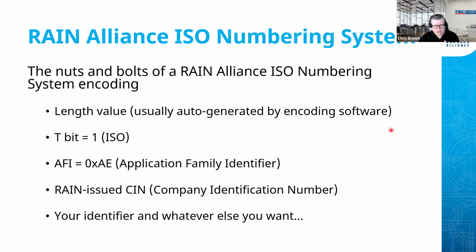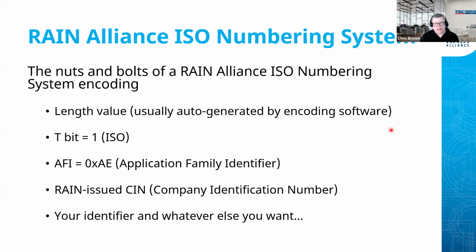The fourth data element, this is where that confusing term RAIN SIN, CIN, comes in. We must encode a RAIN issued company identification number. That tells the reading system who did the encoding, or at least who's responsible for the encoding. Okay, we're going to do more detail on what the RAIN SIN is later on.